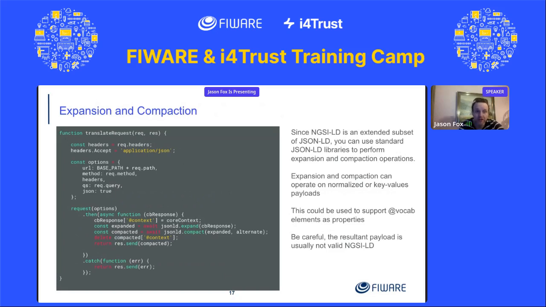Expansion and compaction is, again, not strictly speaking an NGSI function. It's a JSON-LD function. And it is possible, when you retrieve data out in a JSON format such as NGSI-LD, to modify that data. If you go over to the JSON-LD playground, which I'll put the link in here.